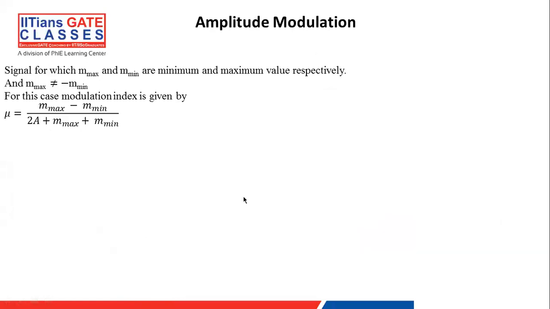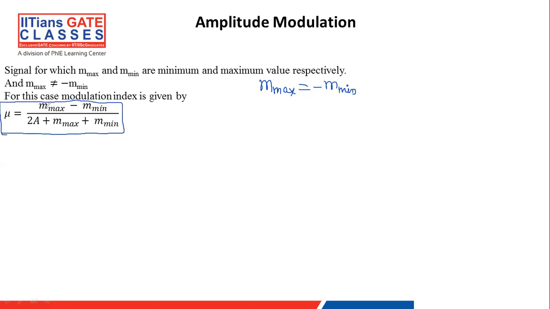Now, in the last slide, we assumed that the minimum value and the maximum value of the message have the same magnitude, that is mp. Let's take the case when the minimum value and maximum value have different magnitudes. In the last case, we assumed that m max is equal to minus m min, so both have the same magnitude. But in this case, this is not so. If this is not the case, we need to use this as the modulation index. This is the general case of the modulation index.